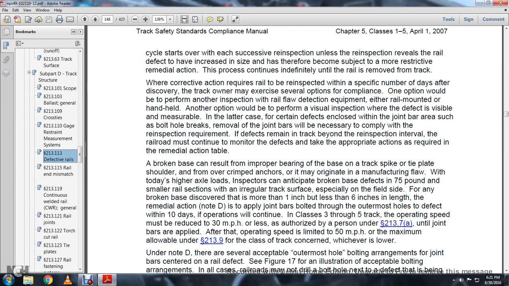In the latter case, for certain defects that are enclosed within the joint bar, such as bolt hole breaks, the removal of the joint bar will necessarily comply with the re-inspection requirements. If the defects remain in the track beyond the re-inspection interval, the railroad must continue to monitor the defects and take the appropriate actions as required in the remedial action table.